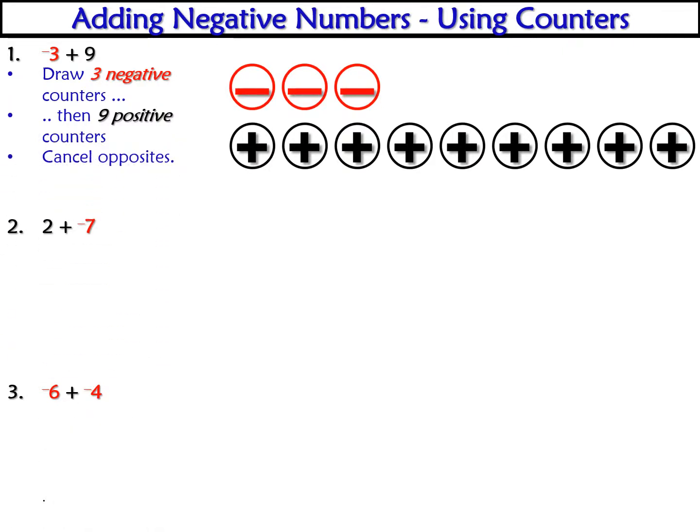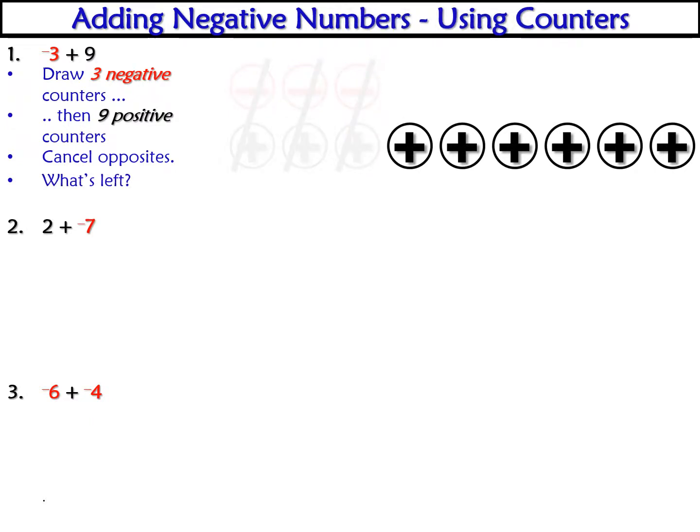You may notice that we have 3 of what we call in math zero pairs. That is, a negative 1 paired with a positive 1. And when you pair a negative 1 with a positive 1, the sum is 0. So in essence, we can cancel them. So what's left? Well, what's left are 6 positive counters, so it must be that negative 3 plus 9 is positive 6. Let's look at example 2.